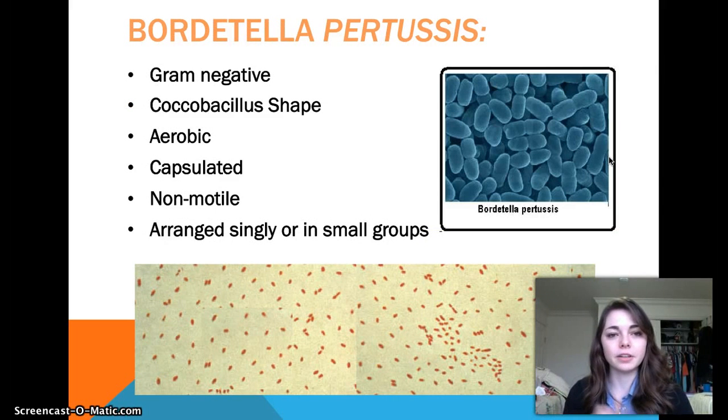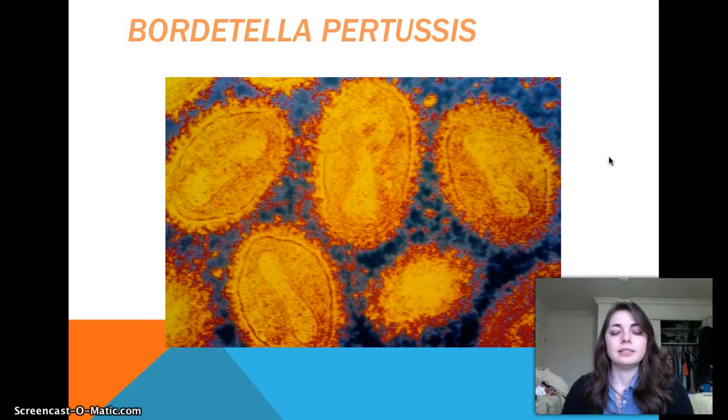So just a little review: gram-negative, cocobacillus shape. It's an aerobic bacteria. It's capsulated. It's non-motile, and you can see at this bottom picture down here, it's usually arranged singly or in small groups when a culture is taken, just like that. And that's a pretty good picture with all the staining of what Bordetella pertussis will look like in a culture stain.